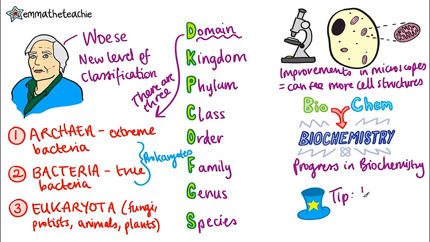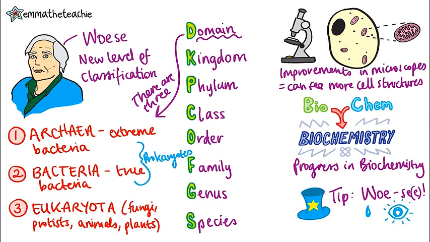Finally, I've got a little tip for you. To remember Woese's name, we can split it up. Maybe he was woeful, which means sad, when he first saw Linnaeus's classification system and realized something was wrong, and now he's saying, "See, look, I fixed it."